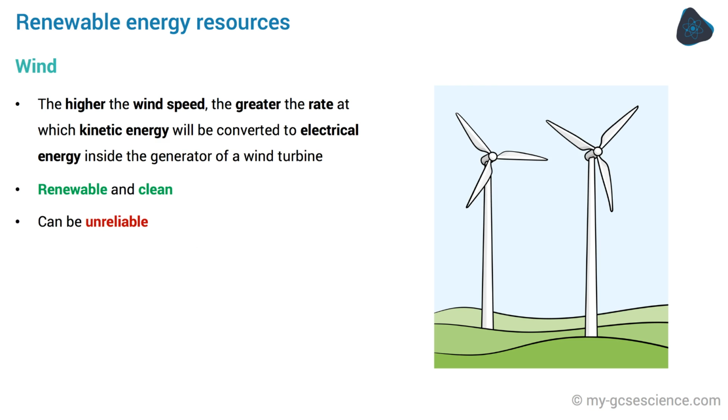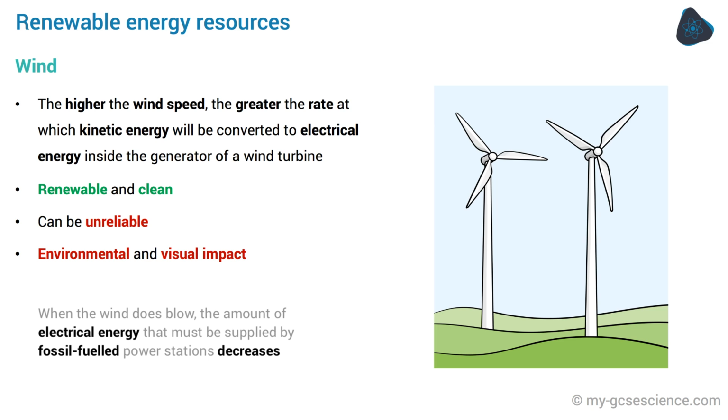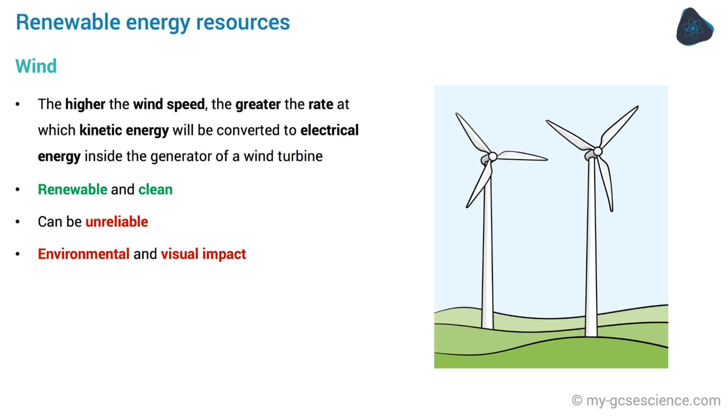It's also unreliable though. If the wind speed is too low, a turbine will produce little to no electricity, and if it's too high, the blades will have to be fixed in position for safety reasons. Also, many people are unhappy about the visual impact that land and sea-based wind farms have on the environment. Having said all that, wind power does play a valuable role in meeting a country's electricity demands. When the wind does blow, the amount of electrical energy that must be supplied by fossil-fueled power stations decreases. In other words, the amount of fossil fuels being burnt decreases, which reduces greenhouse gas emissions.